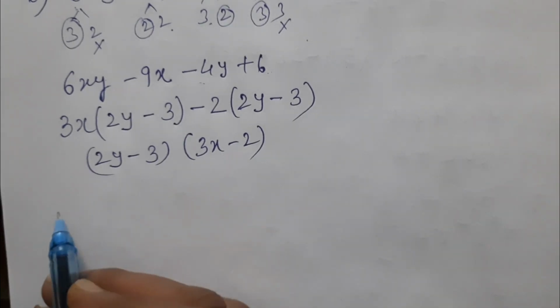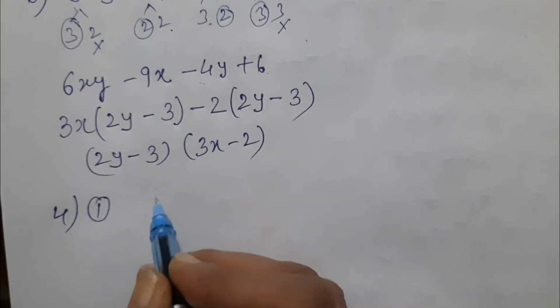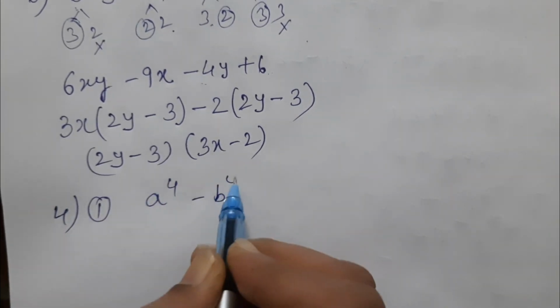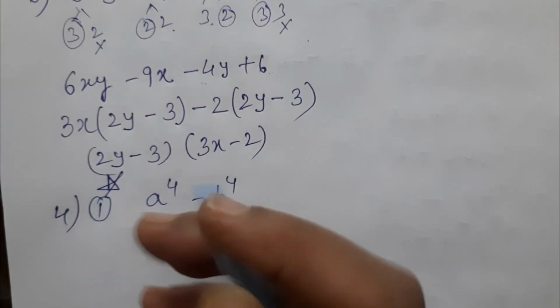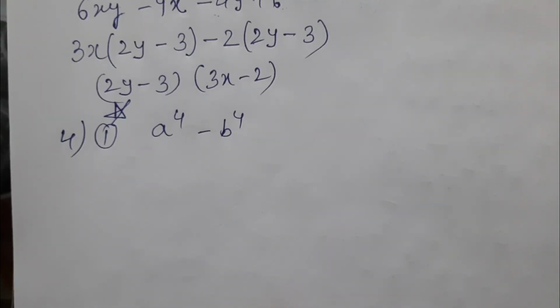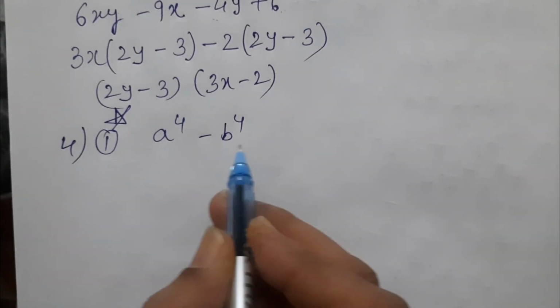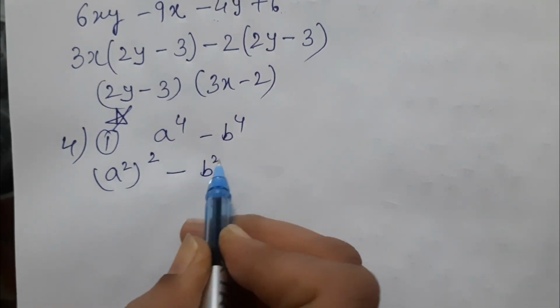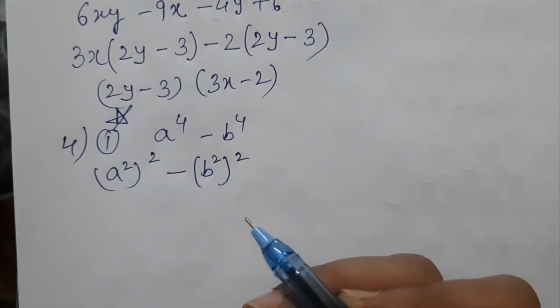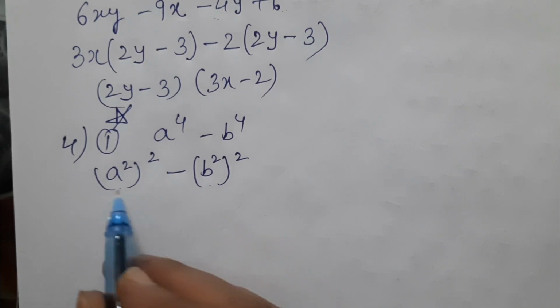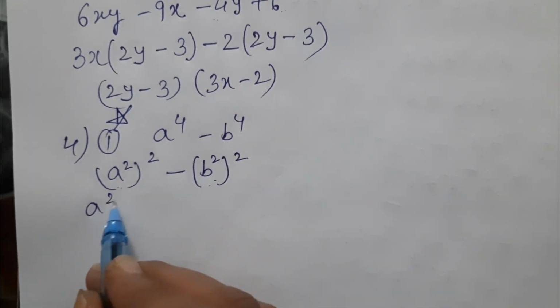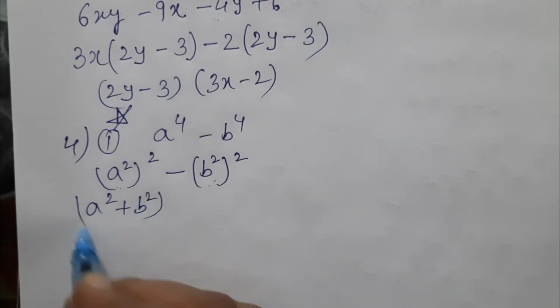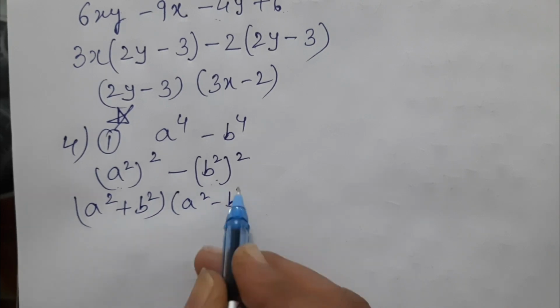So here, fourth question, the first one is given a raised to 4 minus b raised to 4. These all questions are very important for your exam. Try to learn them properly. So here, a square square is a raised to 4. Same way, b square square is b raised to 4. Now the numbers are in square form. So once we will write them in plus and once in minus.